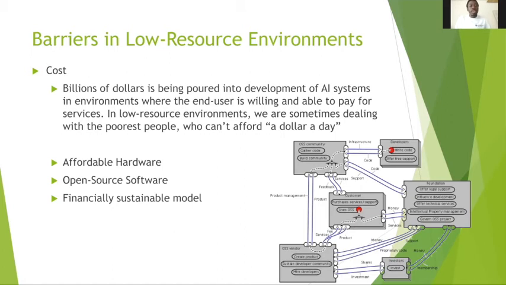But in most of these low resource environments, we are actually in the process of trying to help the poorest people, meaning that they can't really afford that much. Most of these people are nowhere near $1 per day. I mean, not even close. And so we have to think of affordable systems. We have to think of affordable hardware. We have to think of open source.